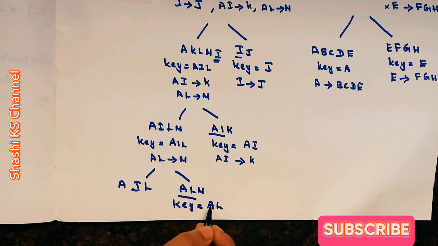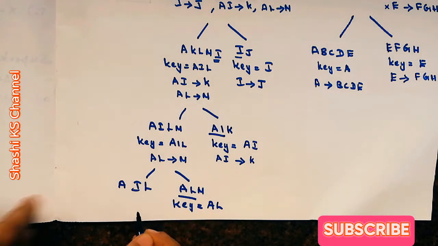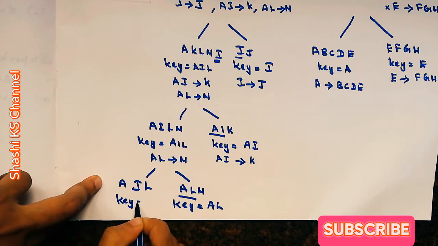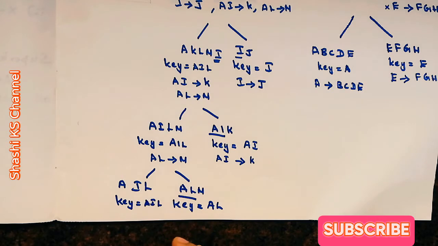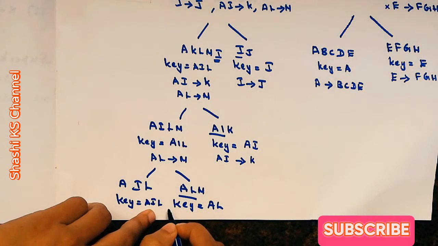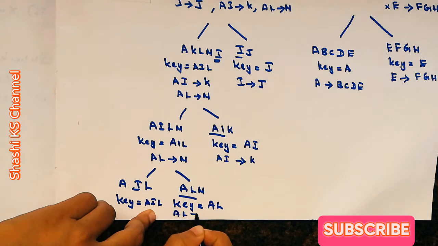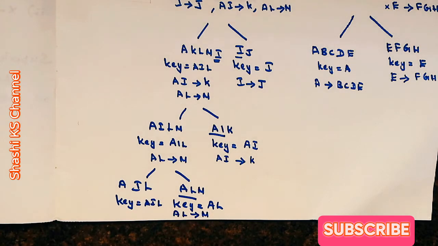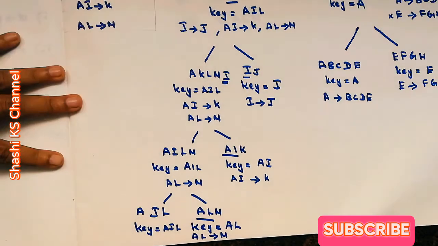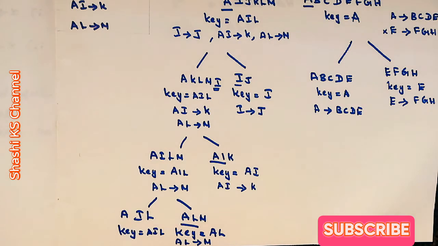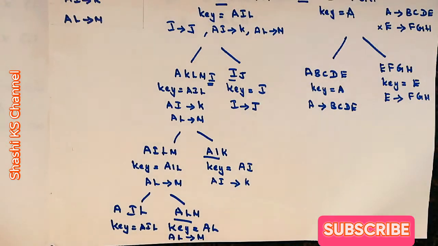What are the remaining attributes other than ALM? Is just I. But the key in this relation is A and L, so that should be there in this relation also. Okay, so the key for this relation would be all AIL. And the functional dependency projection for this one is AL determines M. So now we have decomposed the entire relation and all our functional dependencies are now in BCNF form.